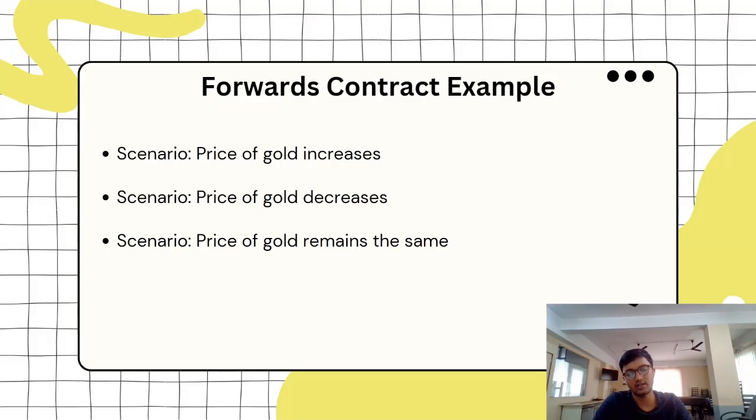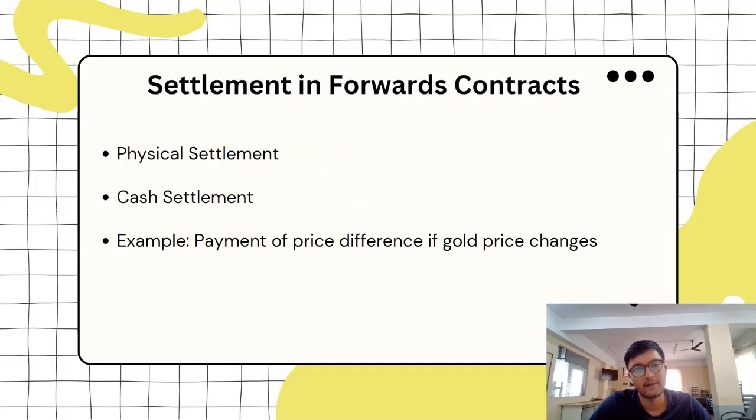I'm trying to predict. I have some kind of intuition that the price of a particular asset will go up or down, and in order to get more gain out of this scenario, I can go ahead and buy a futures contract and make money out of it. Same goes with options. In options, the option buyer pays the premium, the option seller takes the premium. Let me tell you everything in detail.